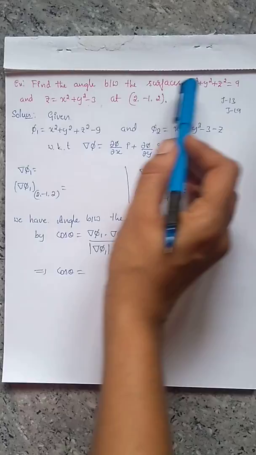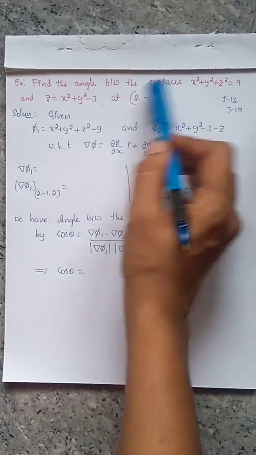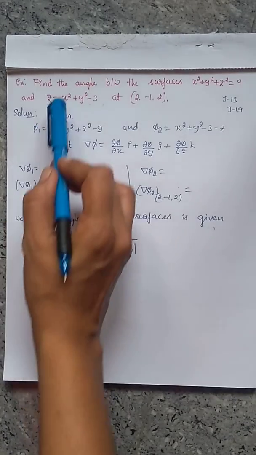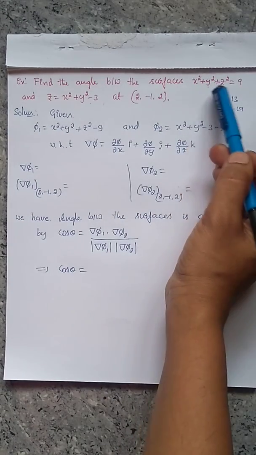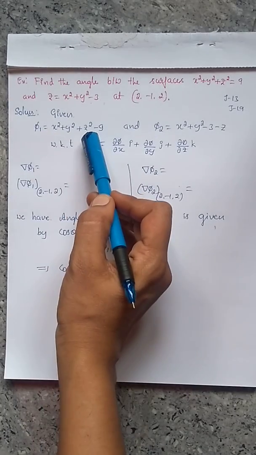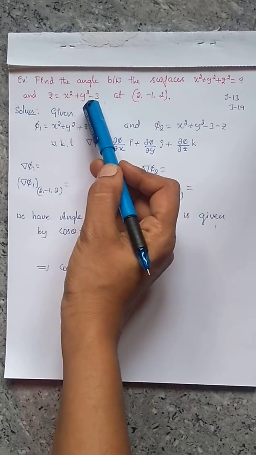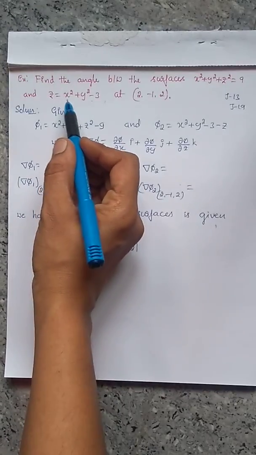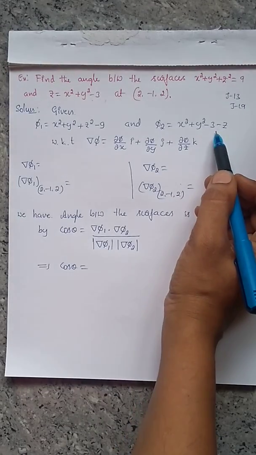So here we are given two surfaces, pi 1 and pi 2. They are asking us to find the angle between these two surfaces. The first surface I take as pi 1, the second surface is pi 2. So pi 1 is equal to xy + y² + z² - 9, moving the 9 to this side. This is the first surface, and the second surface is pi 2 is equal to x² + y² - 3 - z, because I transfer z from the right-hand side to get minus z.